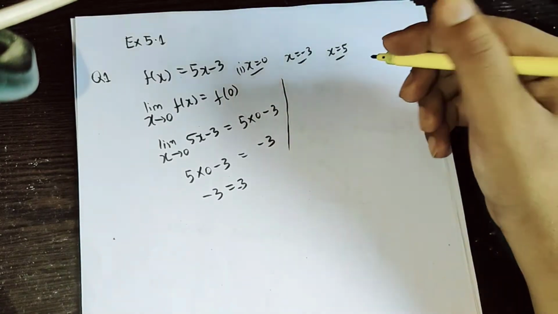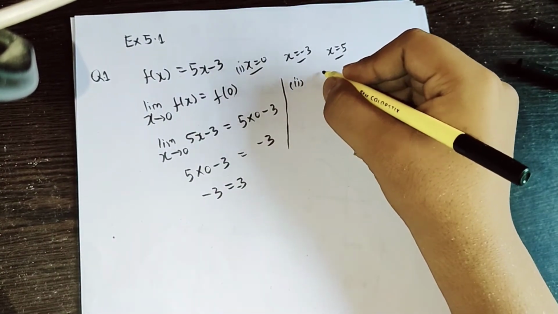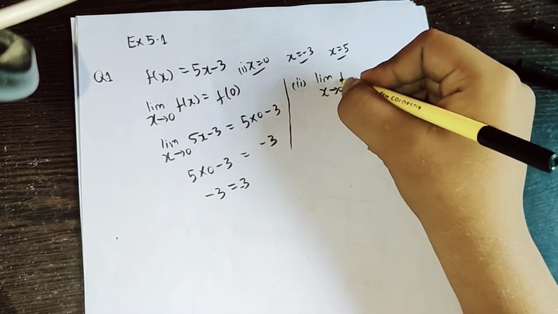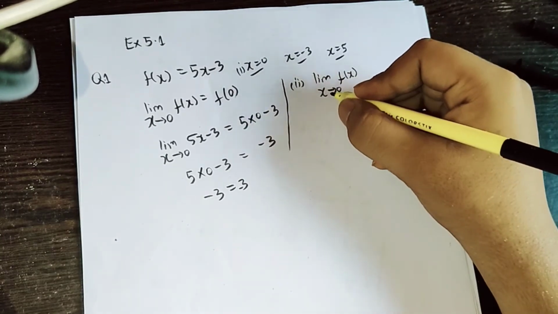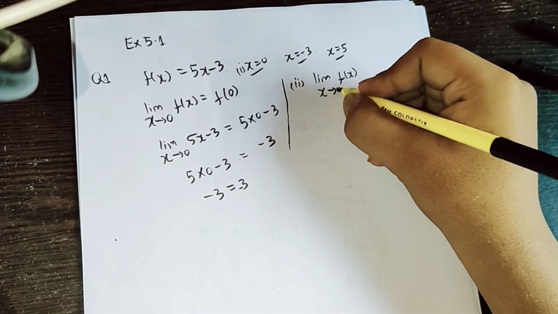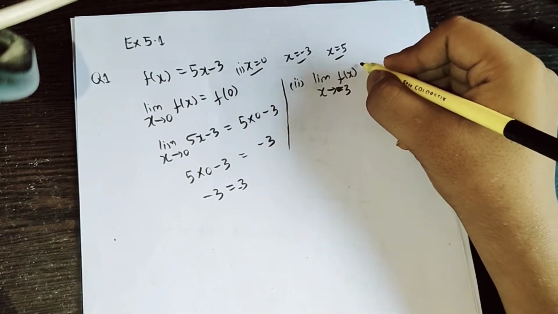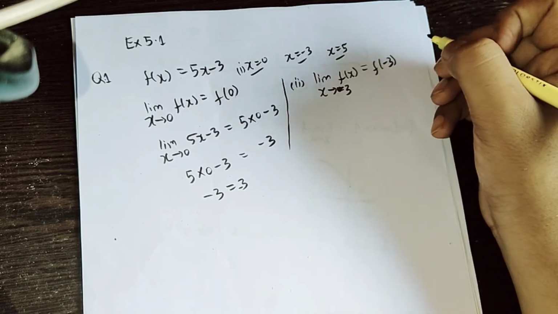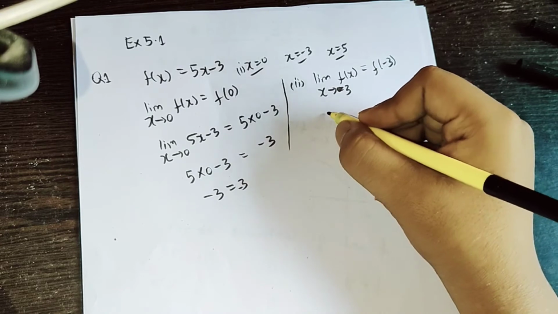I think you have done, so I'm going to solve these. Limit x tends to 0 of f(x). We will not write x tends to 0, we will write x tends to minus 3. Limit x tends to minus 3 of f(x) is equal to f of minus 3.